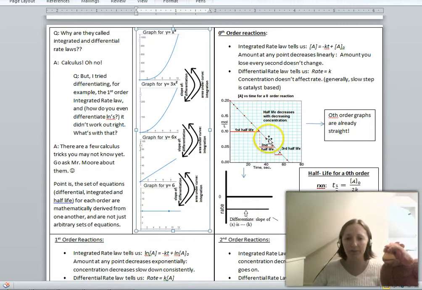So here's a graph of concentration versus time. This is a graph of your integrated rate law kind of stuff, so your y equals mx plus b thing here, where your concentration is on the y-axis and your time is on the x-axis.